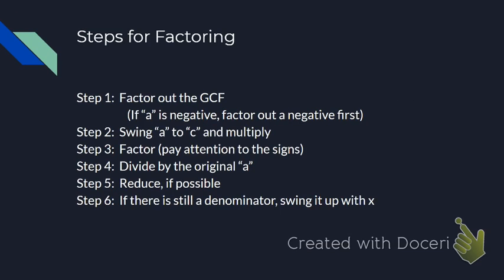So the steps for this: the first thing you want to do is factor out the greatest common factor. Anytime you have a greatest common factor, you always want to factor that out first. And the other thing is if A is negative, meaning my leading coefficient is a negative value, you want to factor a negative out of everything first.